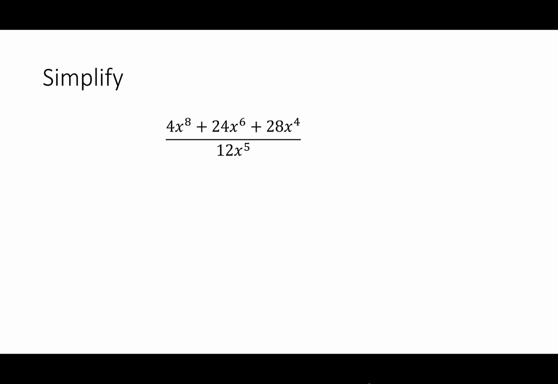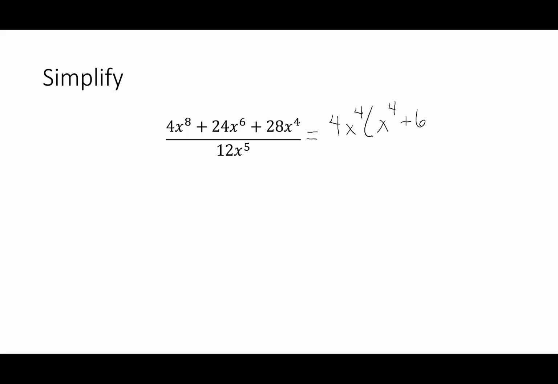Let's get started with 4x to the 8th plus 24x to the 6th plus 28x to the 4th over 12x to the 5th. When I look at this one, I notice that 4, 24, and 28 are all divisible by 4. I also notice that they're all powers of x. And the bottom, 12, is also divisible by 4, and we have powers of x. So I'm going to take the 4 out of the top, and I'm also going to factor out the highest possible power, which is x to the 4th. That's going to leave me with x to the 4th.